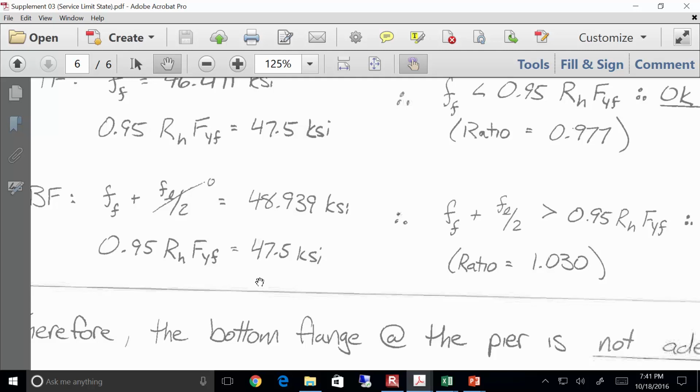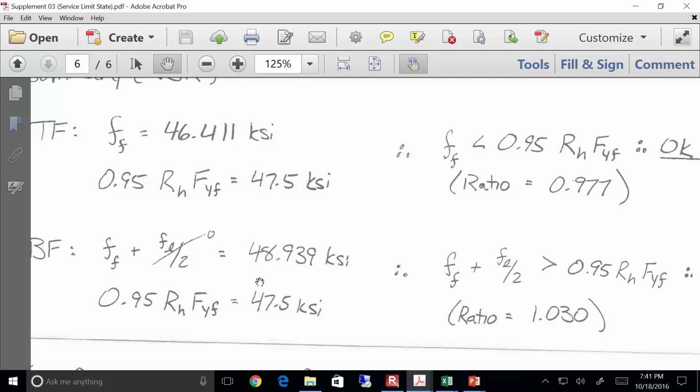Look at where your top flange is. Your top flange is good, but it's close, right? Look at it. It can hold 47.5, and look where it's at. That's close, right? You might not need to change that bottom flange very much. Maybe make it an eighth of an inch thicker or a quarter of an inch thicker, and that's it. But you've got to be careful, right?